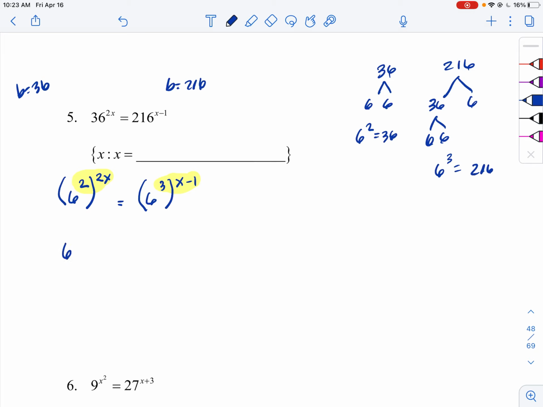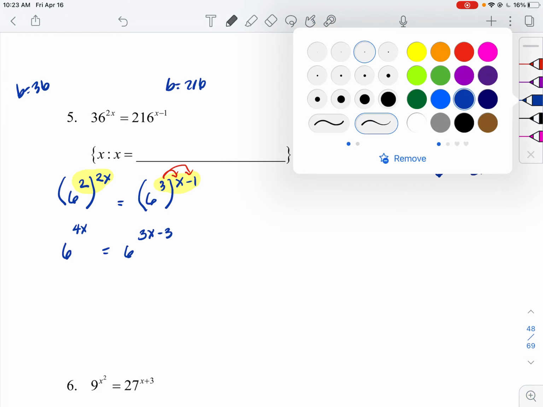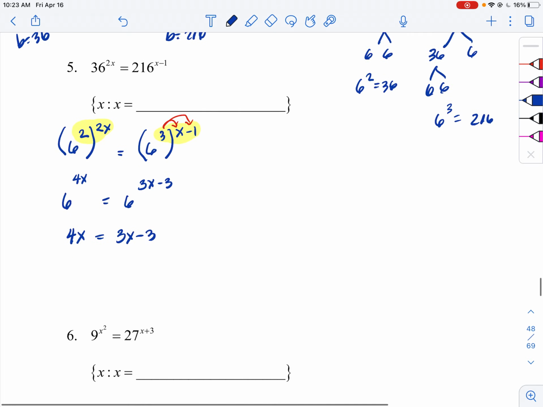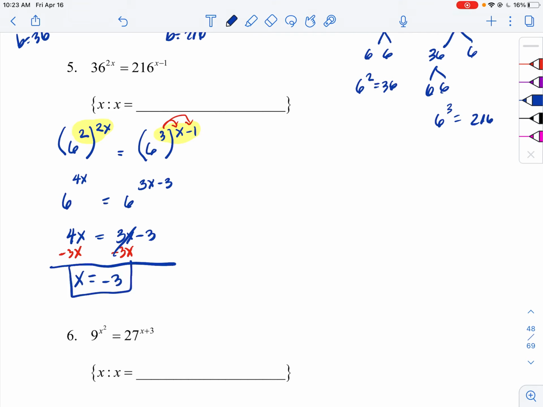So this is 6 to the power of 4x equals 6 to the power of, and you're going to distribute this. Be careful. 3x minus 3. So now that they have the same bases, I can rewrite, just focus on my exponent. So this is subtract 3x. You are left with x equals, just like that, we have our answer. X equals negative 3. Done. Not bad, yeah? X equals negative 3.